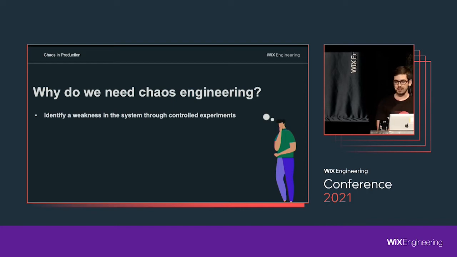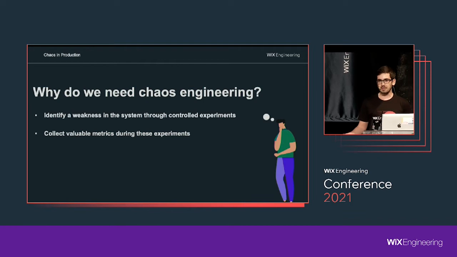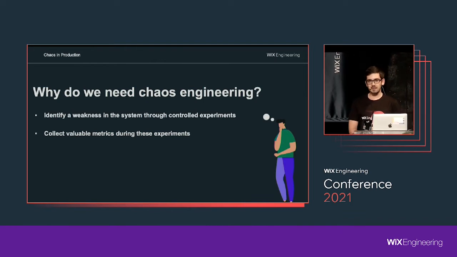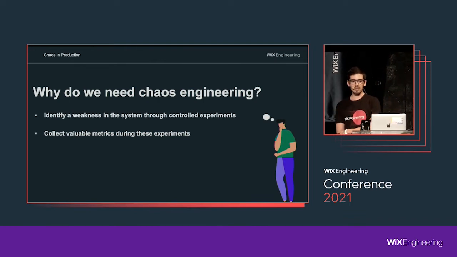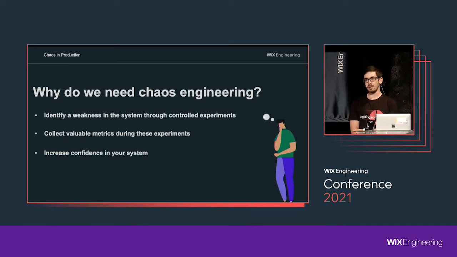We also want to collect lots of metrics, such as traffic rate, error rate, and everything that in theory this experiment would affect. And we want to increase confidence in our system by finding out all the problems and making sure that there's an automatic mitigation to those issues.